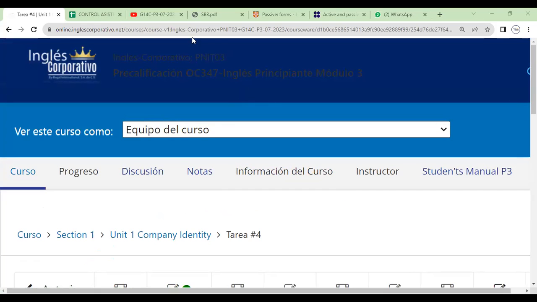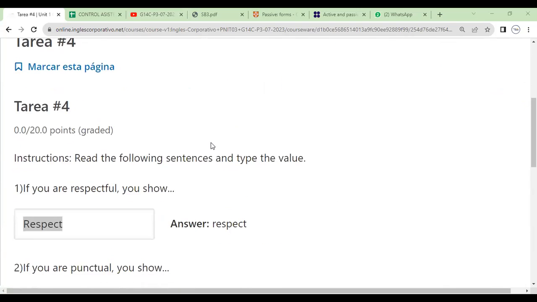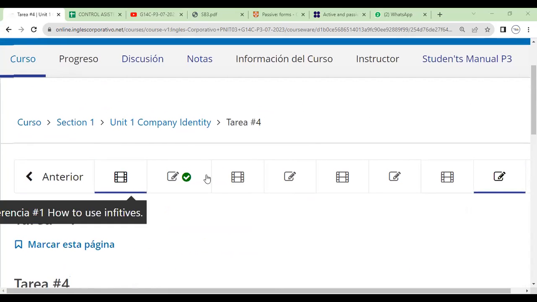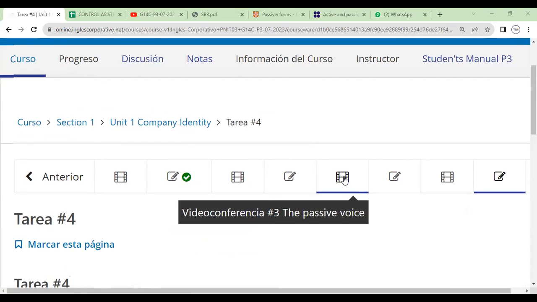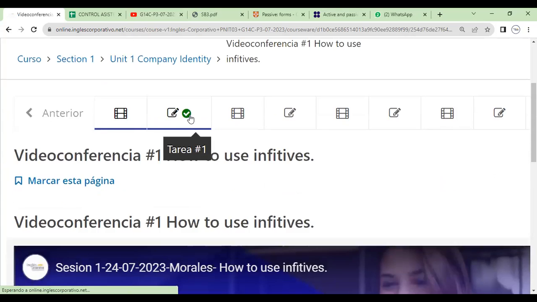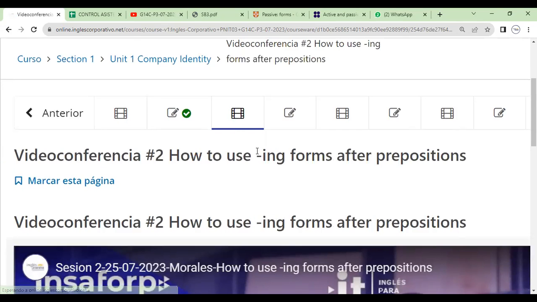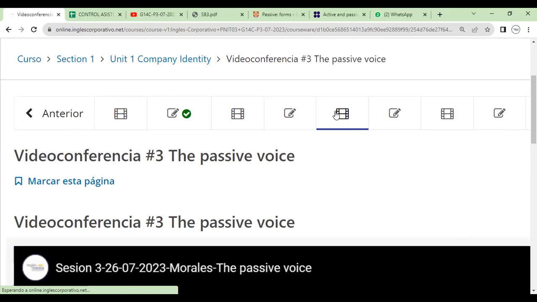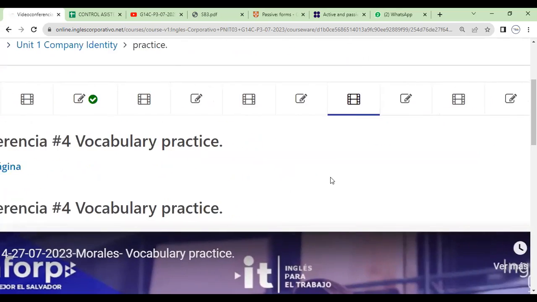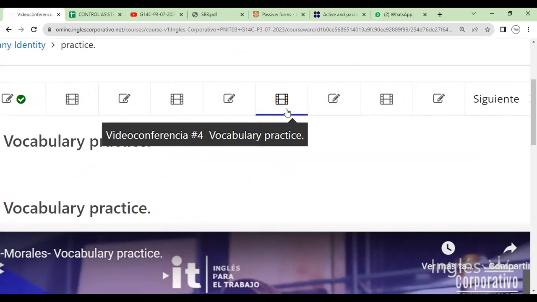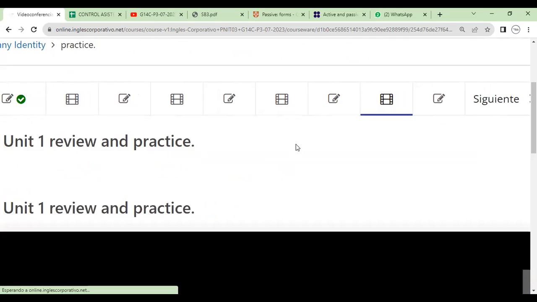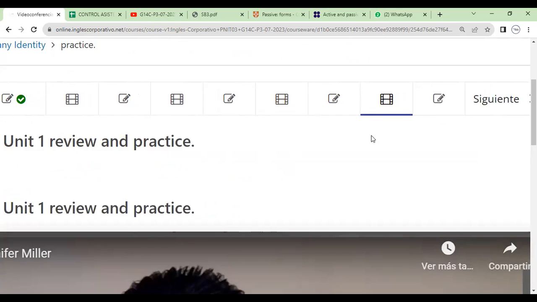And tonight, we're going to continue by talking a little bit on passive voice, right? This is part of the vocabulary we've been studying lately. Do the favor to continue studying the vocabulary. The topics that we have been studying so far are how to use infinitives, ing after prepositions, and also passive voice. And the last class was about grammar and vocabulary. So tonight it's going to be general practice, and review about the topics that we have been studying lately.